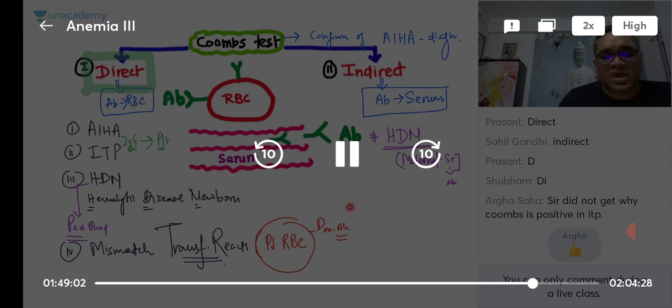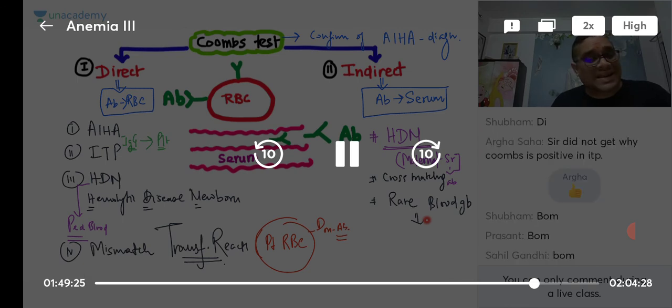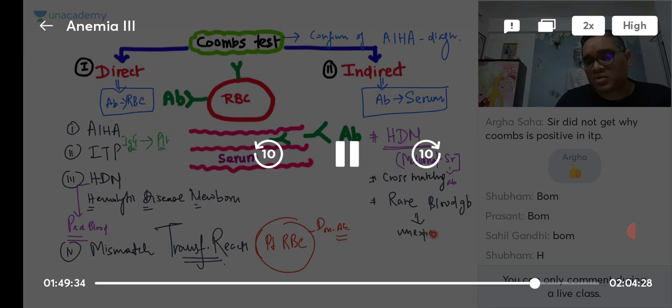Right? Indirect Coombs test, where will you do it? Indirect Coombs test we do in cross matching, when some problem is there during cross matching, and in case of rare blood groups. Any rare blood group you know, which we discussed a few days back? Bombay blood group, very good. What is the antibody? Anti-H antibody, remember? So unexpected antibodies, because we are not expecting that antibody.